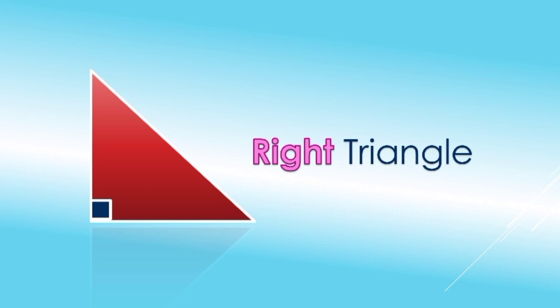We know that a triangle has three sides, and here the longest side is called the hypotenuse of this right triangle, and the other two sides are perpendicular sides. You can take one side as the base and the other one as the altitude. Clear? I can explain once again.